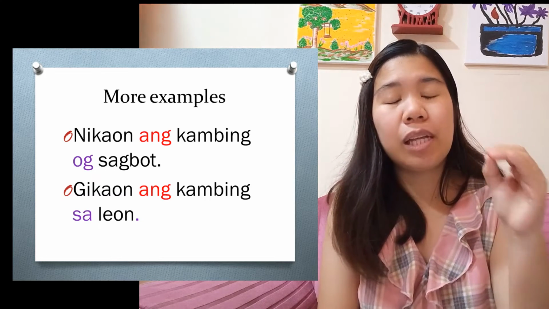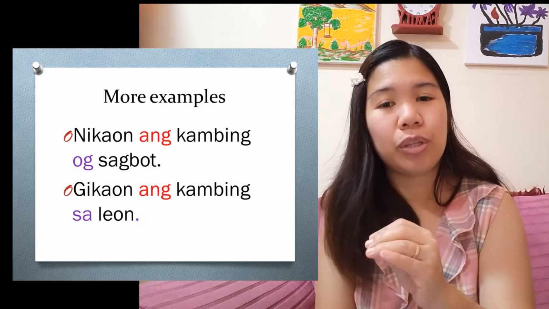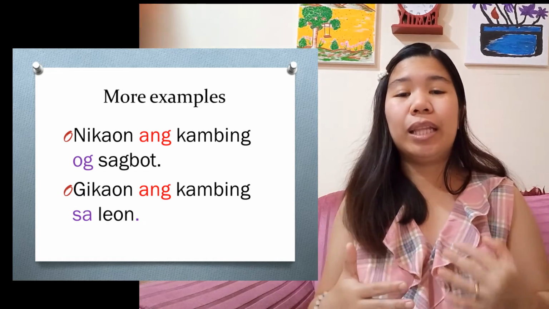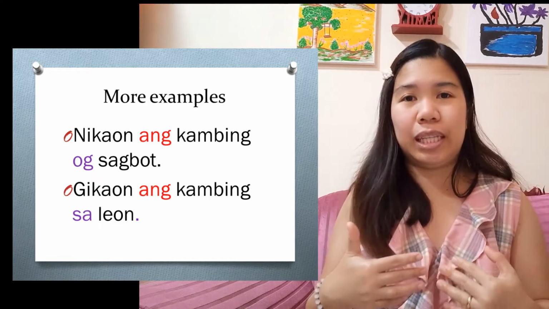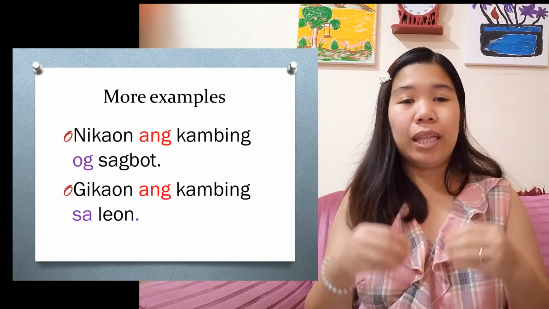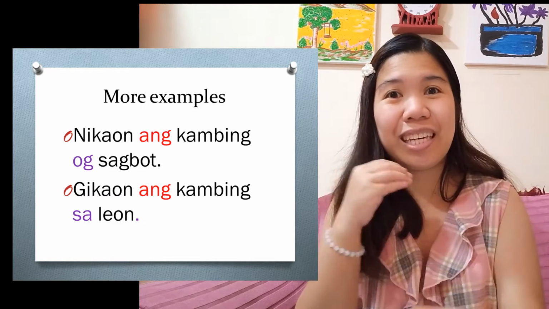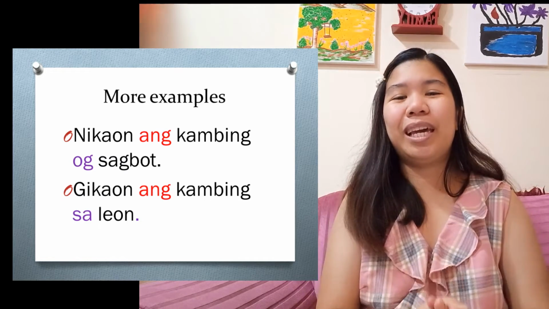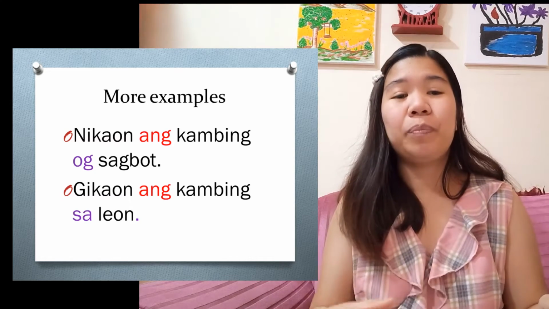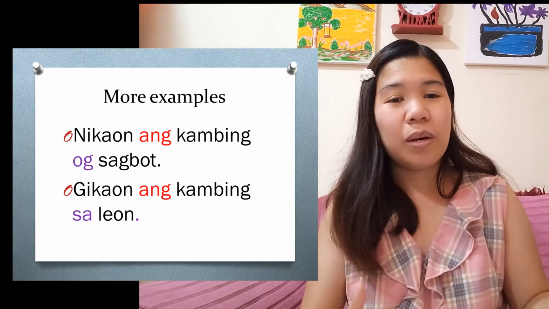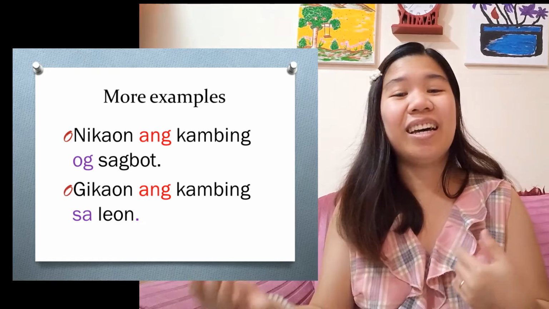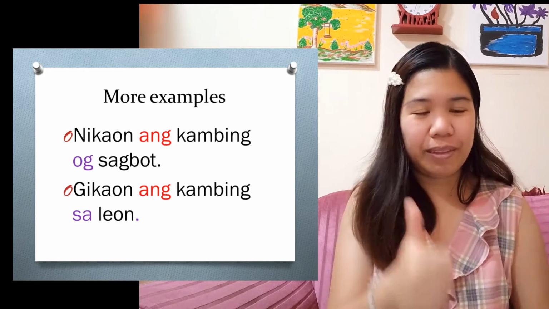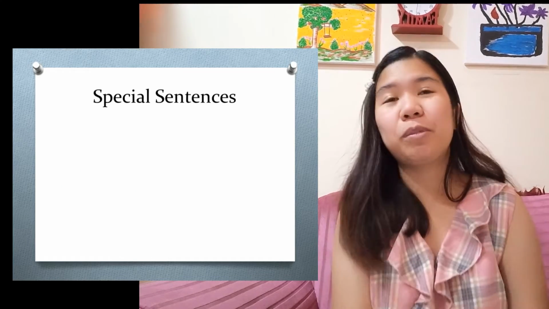But this time, it's not the kambing who did the action, gikaon. Gikaon. It's the leon. Leon here is lion in English. Okay? So, the lion is the one who did the gikaon. So, the lion ate the goat. Okay? So, if you translate this in English, the goat was eaten by the lion. Okay? Understood? Okay. We have some special sentences.